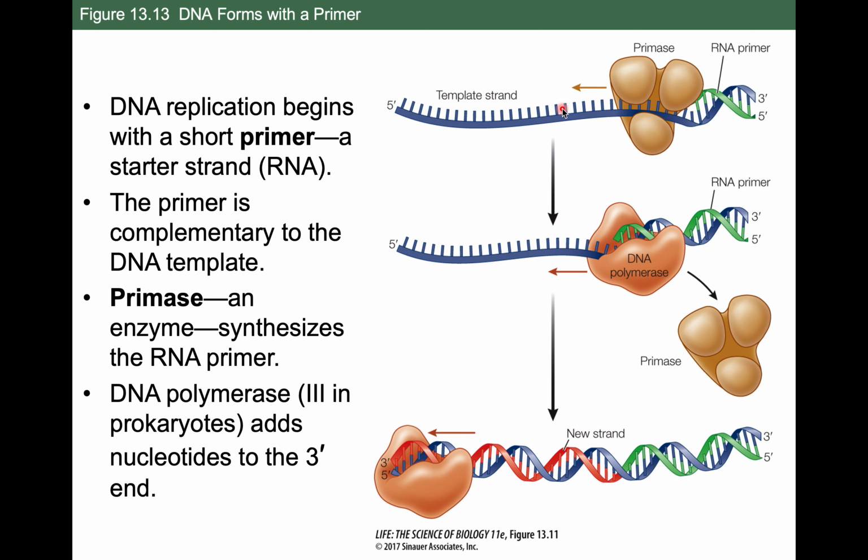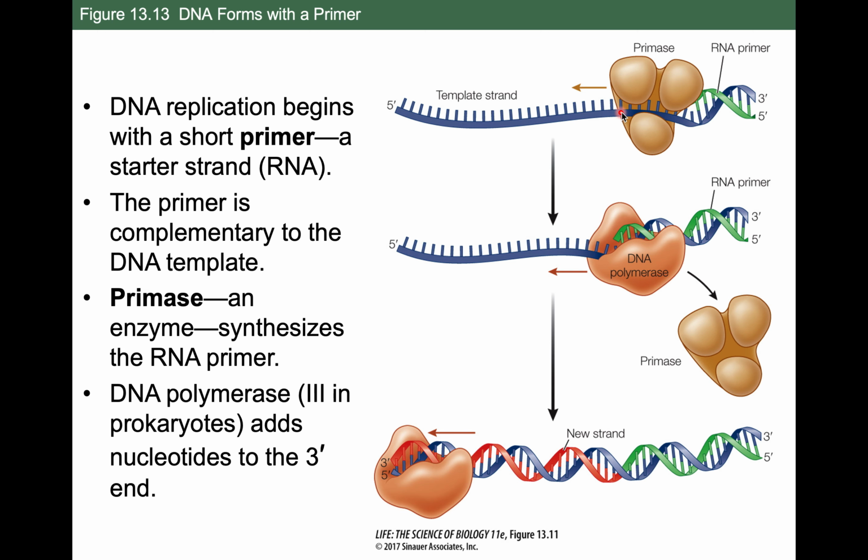So to get around that, cells have an enzyme called primase that will come in and bind to the DNA, and it will build a complementary, what's called a primer, which is just a short stretch of RNA that's complementary to the DNA. And because RNA is built of nucleotides almost identical to DNA, right? The only difference is there's uracil instead of thymine. The RNA can actually hydrogen bond with the DNA.